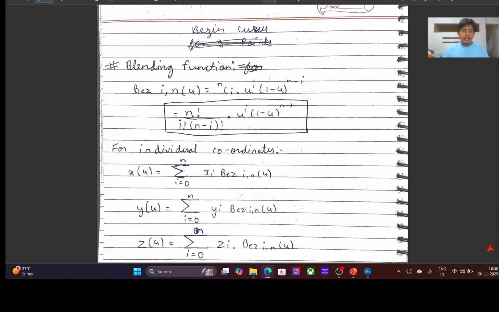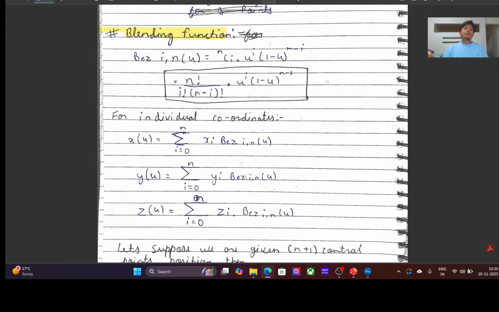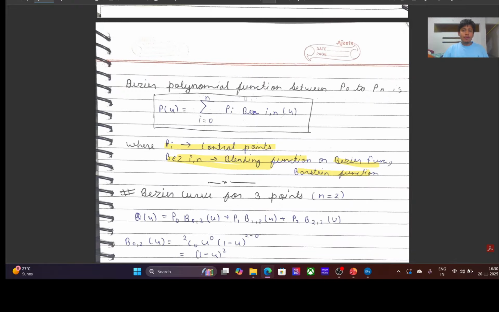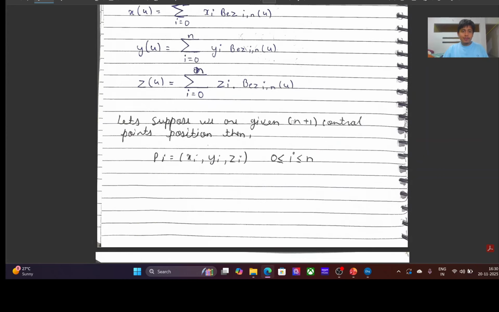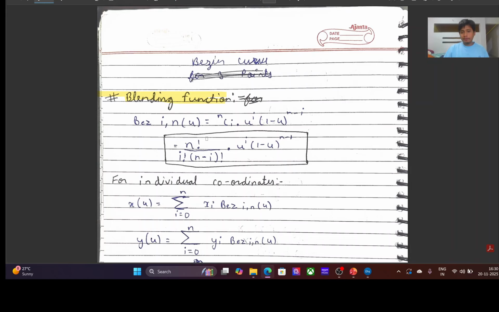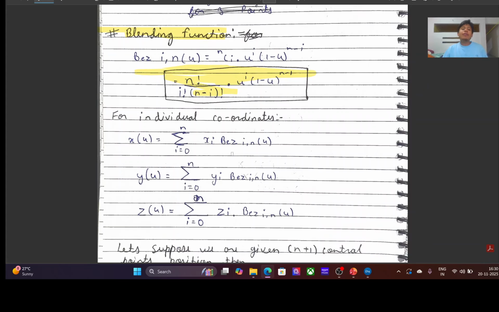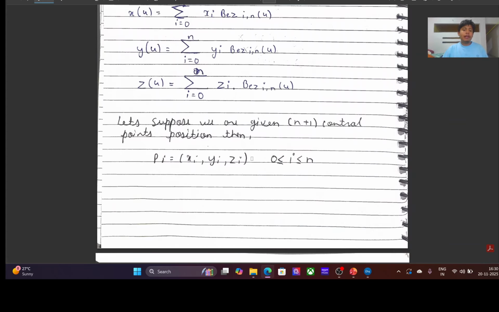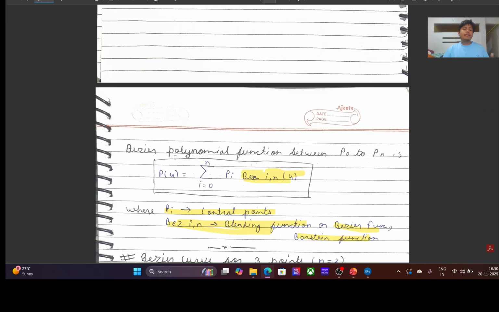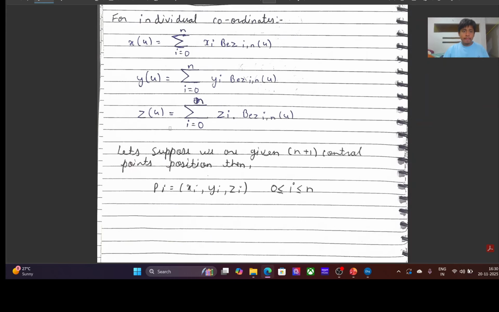Yeah, it is same as blending function. It's just another name for it. Okay, so what is the formula we have? Bernstein in u, this part. This part is called the blending function, and we did simplify it here, and we also simplified the Bezier function into xyz coordinates.